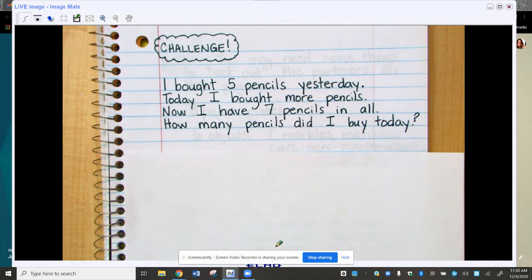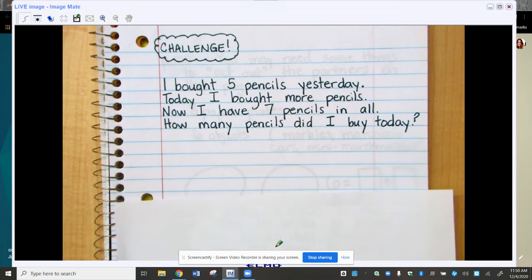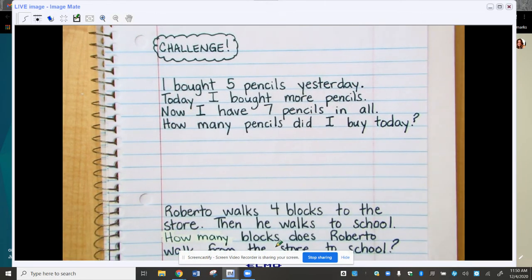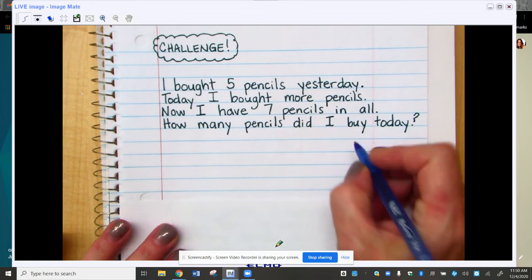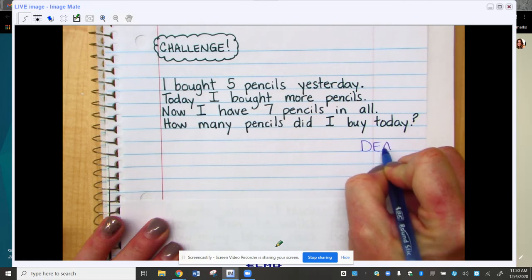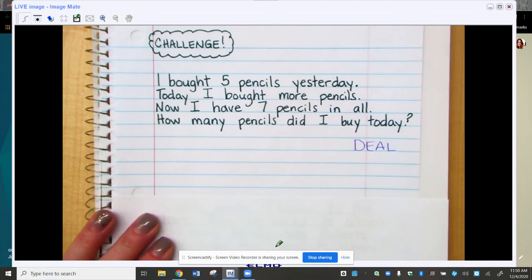Again, it's a story problem. So how do we start out? We start out, I'm just going to slide that under there. We start out by writing the deal that helps us remember all the steps we're going to include in our math thinking.